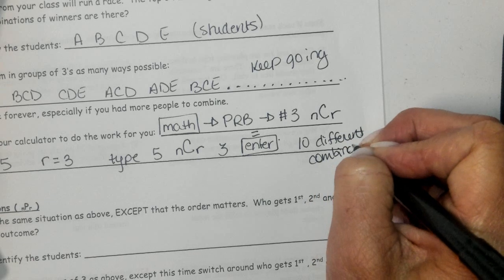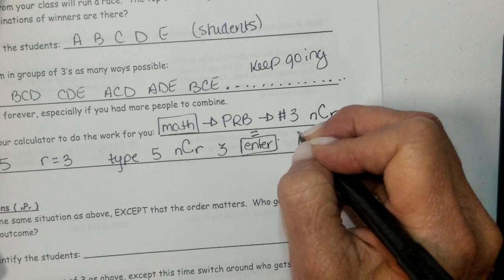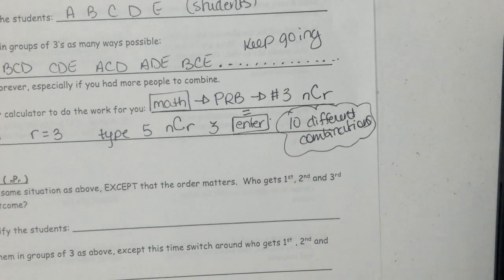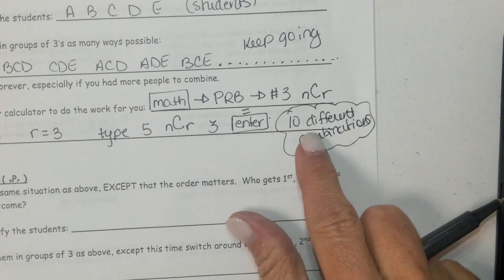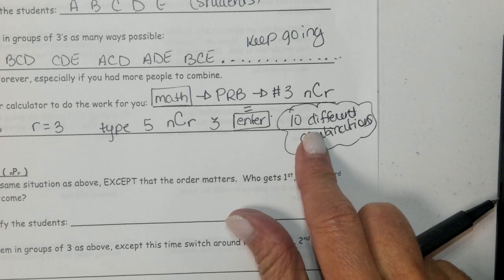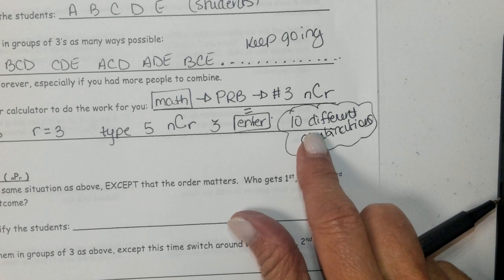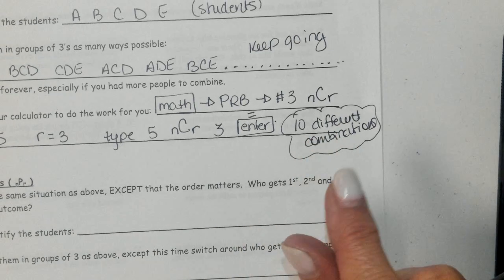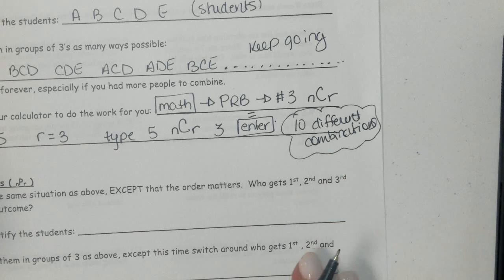All right. Now, once we figure out how many combinations there are, maybe I might want to know first, second, and third place. So I just don't know the top 3 people. I want to write down how they placed, first, second, or third. In this case, the order would matter.